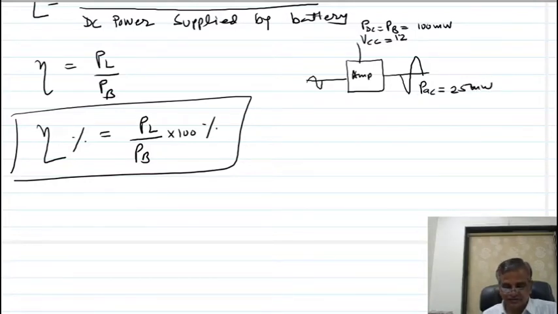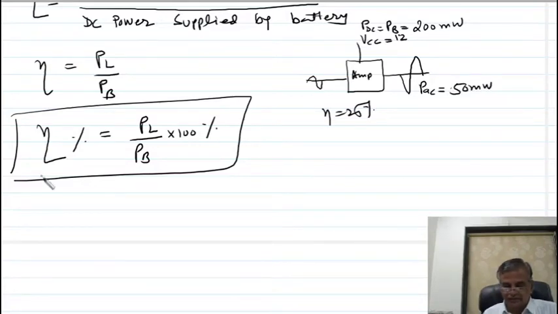This means this circuit is capable of converting only 25% of the DC power into AC power. So efficiency of this circuit is 25%. Suppose someone says, sir, I have given here 200 milliwatt. If my efficiency is 25%, then what will be my AC output power? 50 milliwatt.